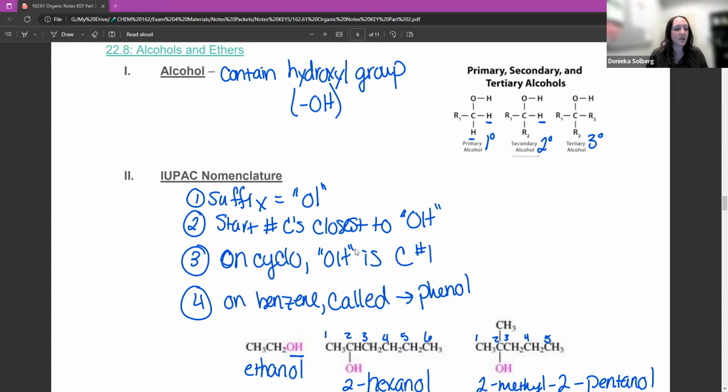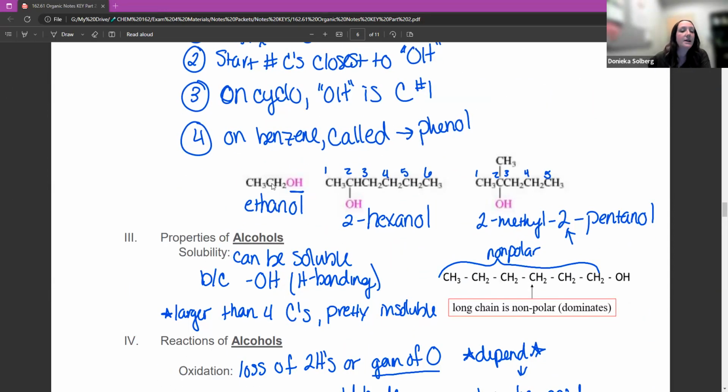We're going to do some examples like this. And remember, if it's on a benzene, that is called phenol. Hopefully you can remember that because of the OL. It's a phenol if it is an OH on a benzene, so an aromatic. For example, this molecule has 2 carbons, so it should have a base of eth, and it has an OH on one of the carbons, so ethane. The ending is anol. So ethanol looks like this.